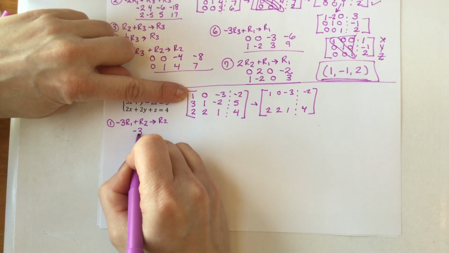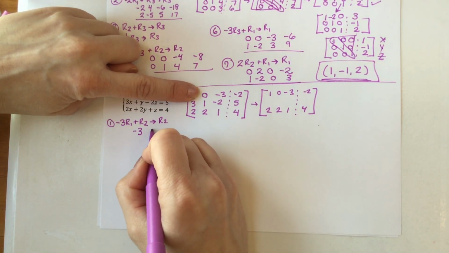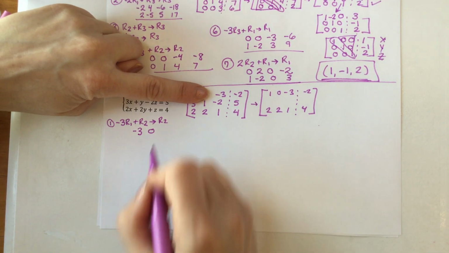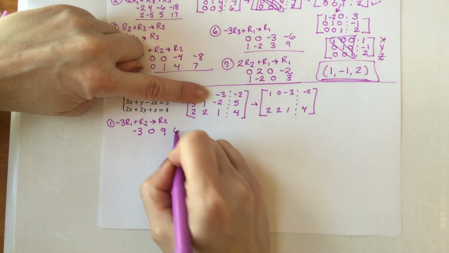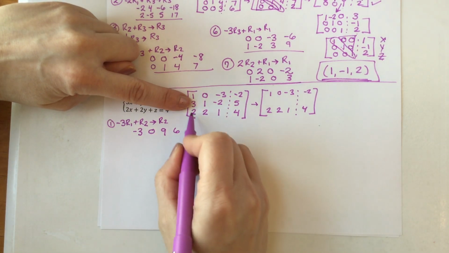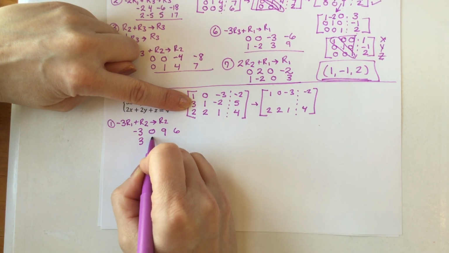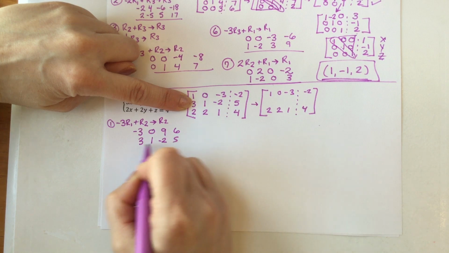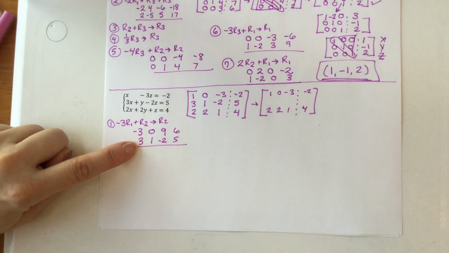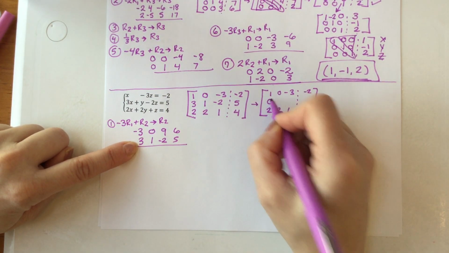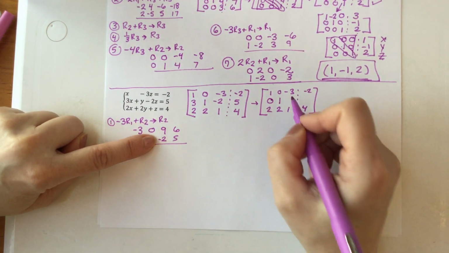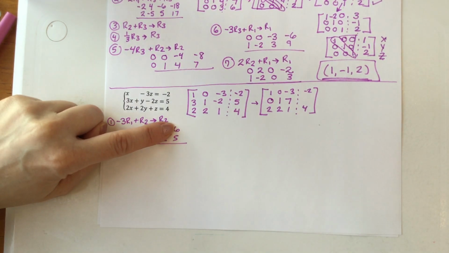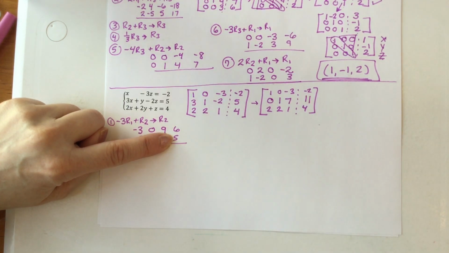Negative 3 times 1 is negative 3. 0 times negative 3 is 0. Negative 3 times negative 3 is 9. Negative 2 times negative 3 is 6. Add it to the second row: 3, 1, negative 2, 5. Negative 3 plus 3 is 0. 0 plus 1 is 1. 9 plus negative 2 is 7. 6 plus 5 is 11.